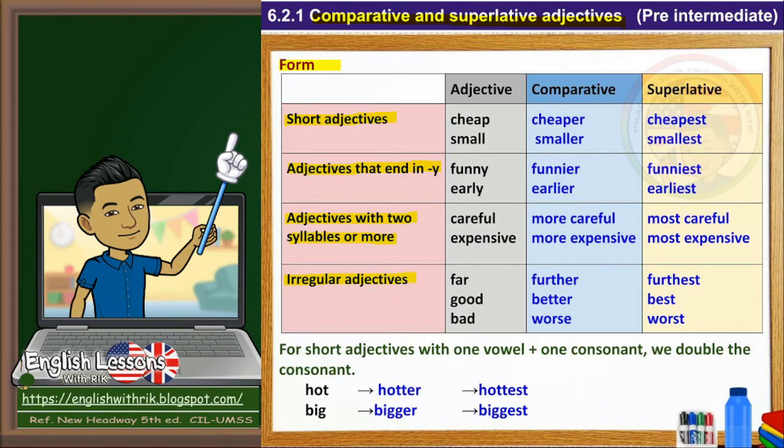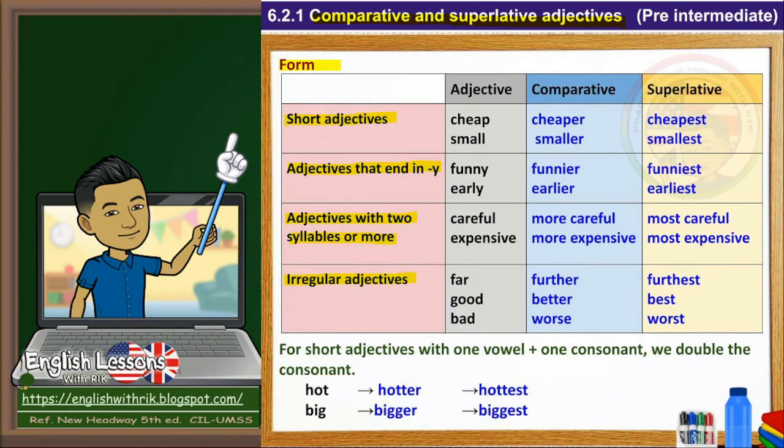Irregular adjectives. Far, further, furthest. Good, better, best. Bad, worse, worst.